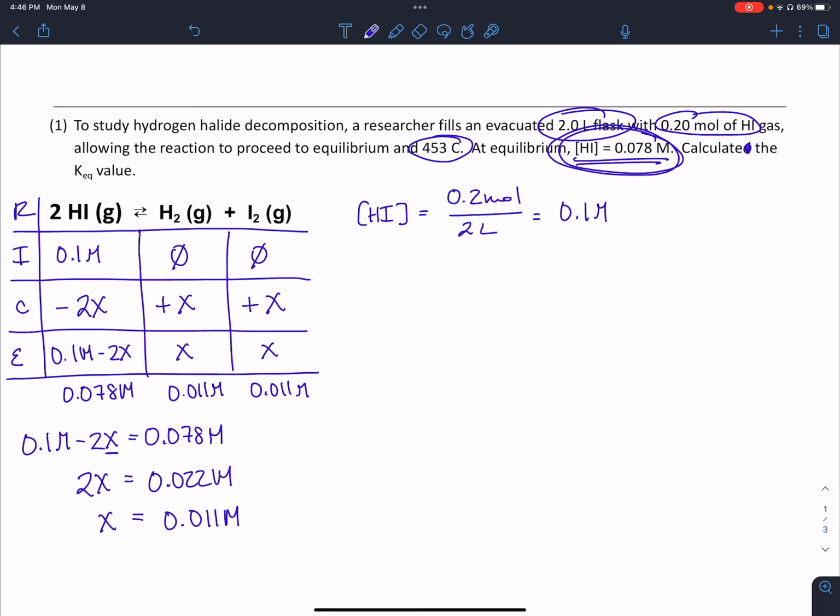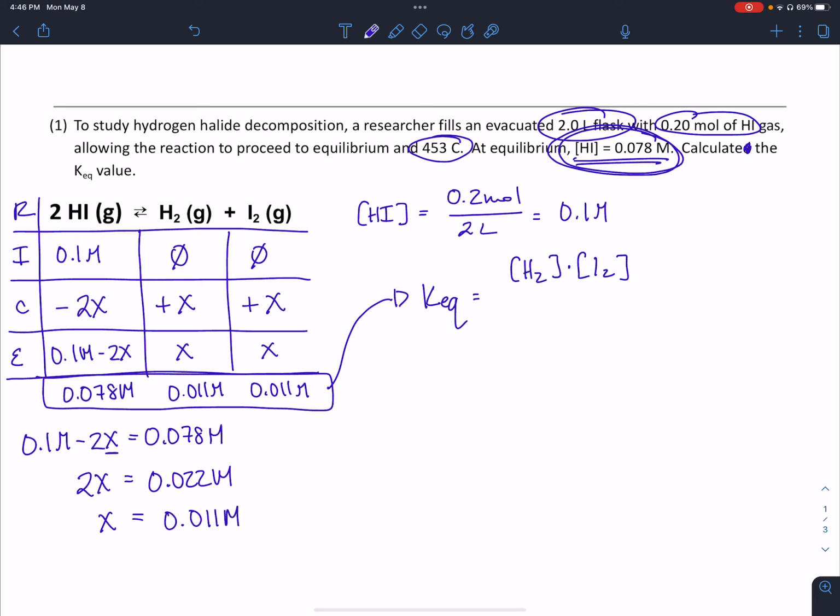So I lose some of my HI to form these two products. Now I do know all of my equilibrium values, so I can use that to solve for KEQ. So I'm going to write my expression. I've got H2 times I2 divided by HI squared.